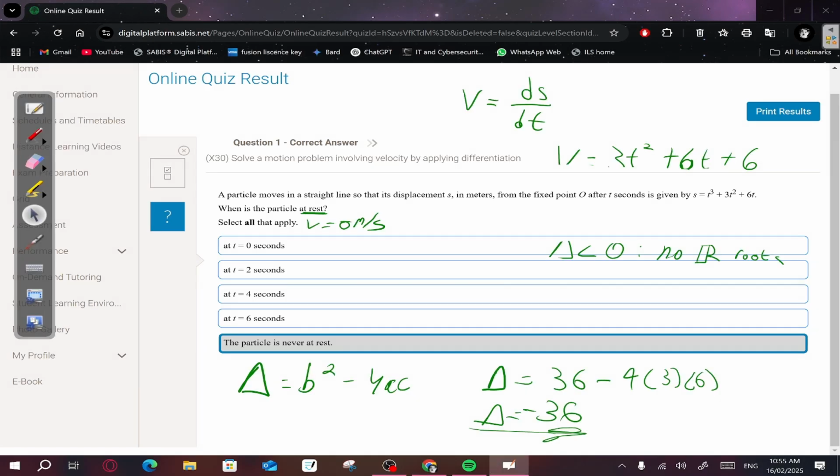So we don't even have to solve, because even if you were to do it on a calculator, by the way, it would give you imaginary roots. So you'd have whatever number, let's call it bi, for example. i is an imaginary number, which means that there are no real roots. So this is wrong, this is wrong, this is wrong, this is wrong. This is the only correct answer.